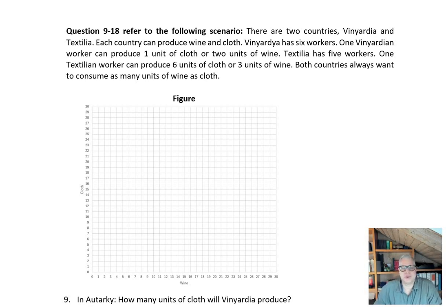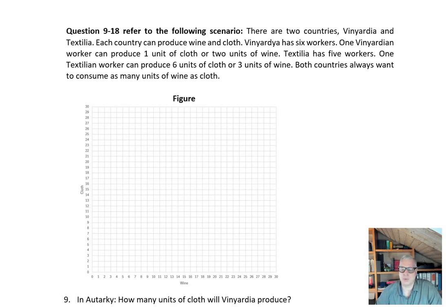Okay, let's turn to the second part of the problem set, which is the more technical one. And we have a scenario, which is there are two countries, Vinyadia and Textilia. Each country can produce wine and cloth.